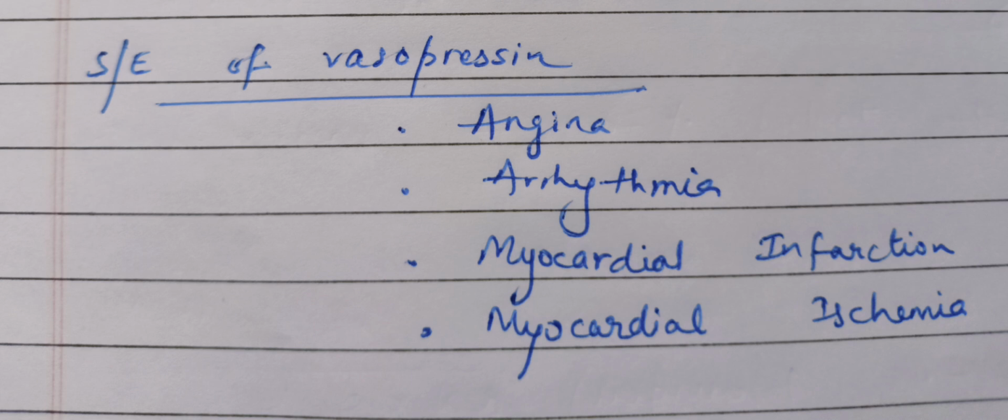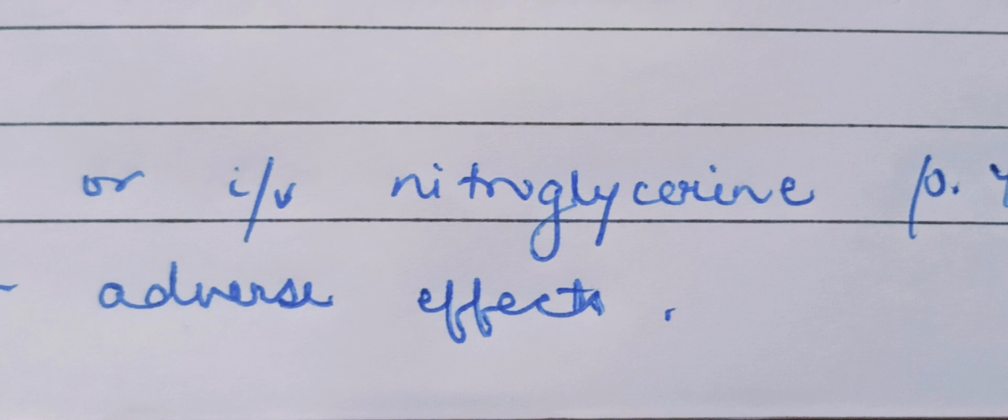So what is the dose for terlipressin? We give 2 milligram IV, 6 hourly until the bleeding stops, and then we give 1 milligram of terlipressin 6 hourly for the next 24 hours.